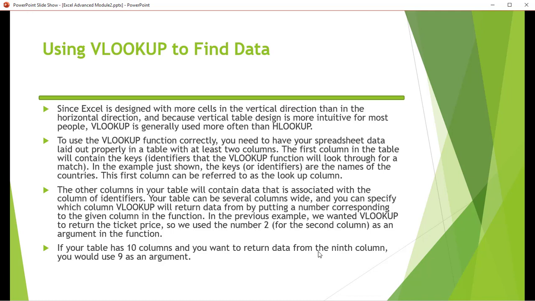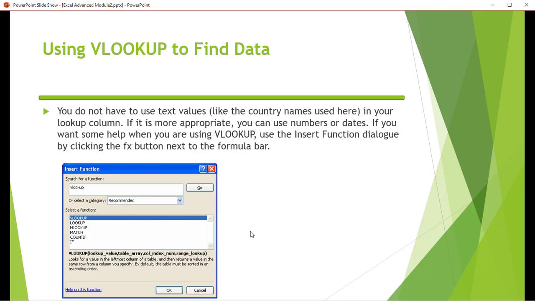The table can be several columns wide, and you can specify which column VLOOKUP will return data from by putting a number corresponding to the given column in the function. In the previous example, we wanted VLOOKUP to return the ticket price, so we used the number 2 for the second column as the argument in the function. If the table has 10 columns and you want it to return the 9th column, you will use 9 as your argument.